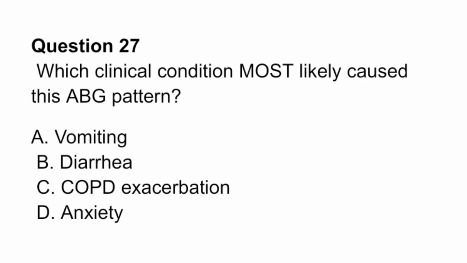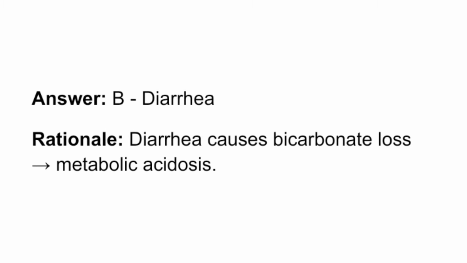Question 27. Which clinical condition most likely caused this ABG pattern? A. Vomiting. B. Diarrhea. C. COPD exacerbation. D. Anxiety. Answer: B. Diarrhea. Rationale: diarrhea causes bicarbonate loss, resulting in metabolic acidosis.